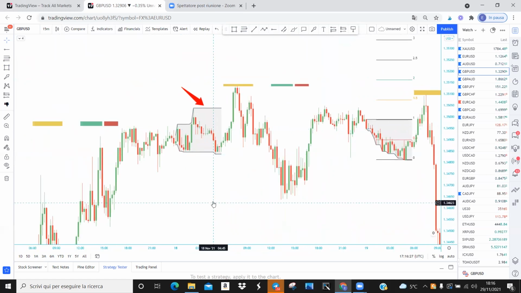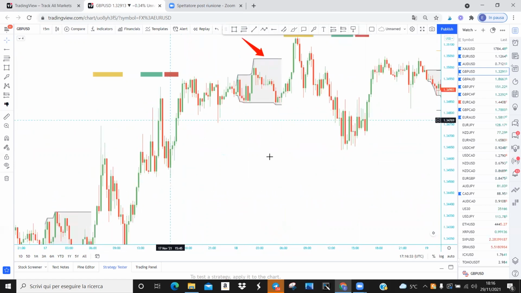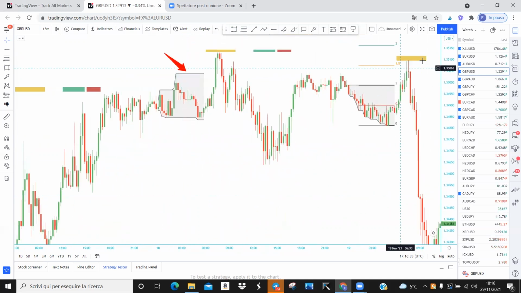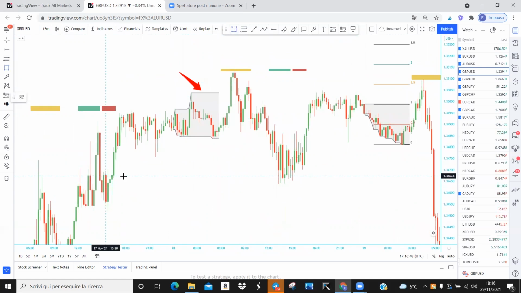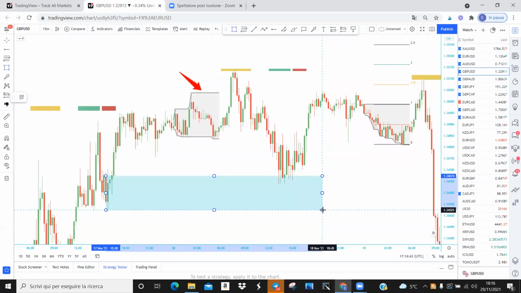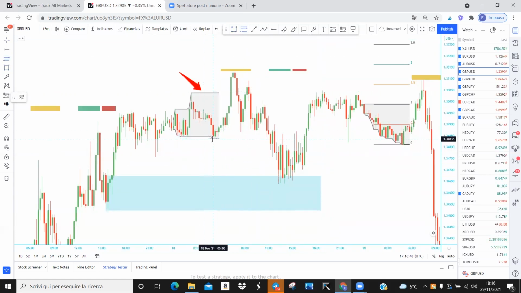Here, why did I mark this? Because this goes for both buys and sells. What would I look for overall? I will look for buys because we are in an uptrend overall. No matter that later we reverse and continue to the downside, but overall here we are bullish. Here we have our demand area. Here we have our Asian range.